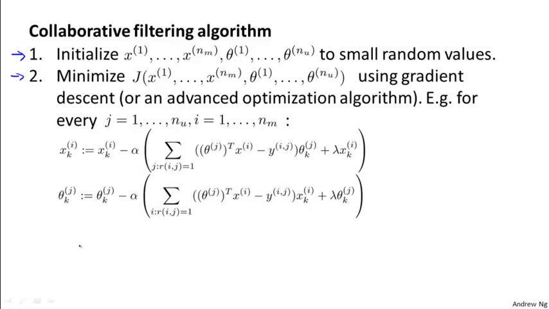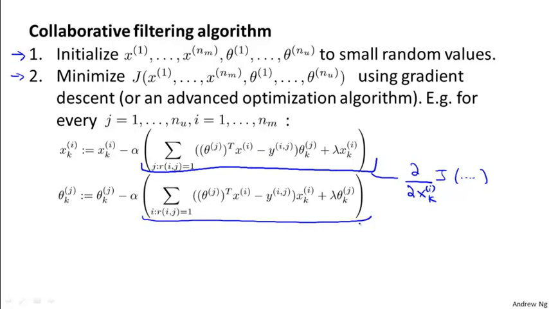So if you take derivatives, you find that the gradient descent updates are like these. And so this term here is the partial derivative of the cost function, I'm not going to write that out, with respect to the feature value x_i^(k), and similarly, this term here is also a partial derivative of the cost function with respect to the parameter theta that we're minimizing.